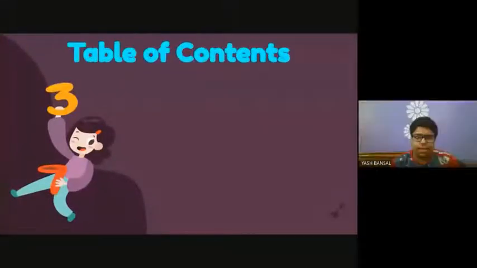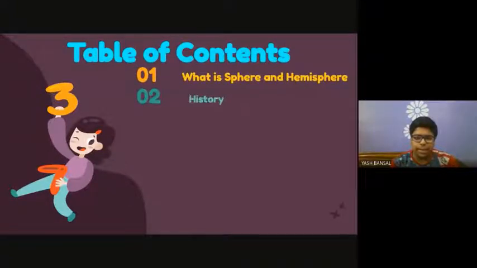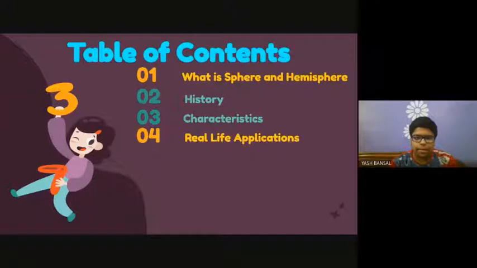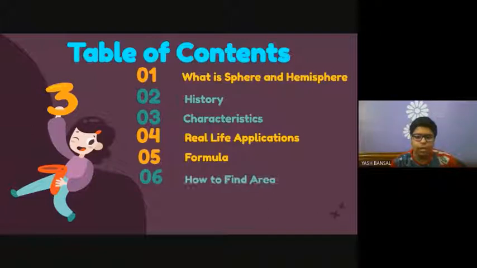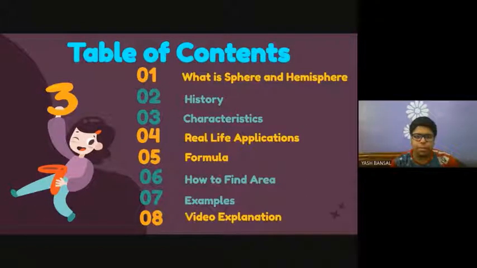First, let us understand the table of contents. First, we would be explaining what is hemisphere and sphere. Second, history. Third, their characteristics. Fourth, their real life applications. Fifth, their formulas. Sixth, how to find their areas. Seventh, their examples. And eighth, video explanation.